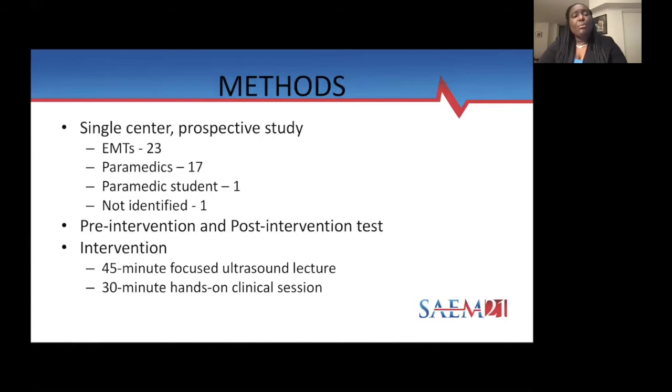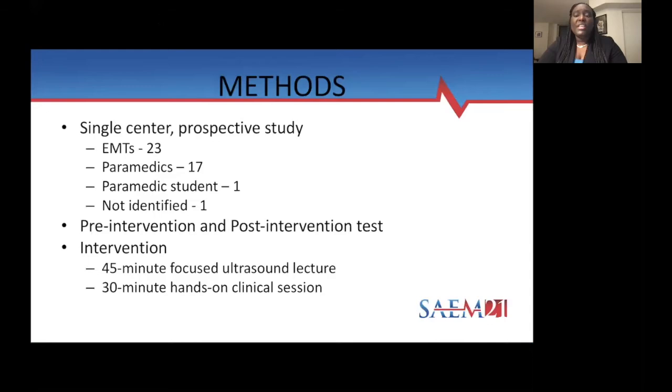Our study was a prospective study of voluntary pre-hospital providers who attended an education symposium for pre-hospital providers. A total of 42 attendees participated in the study. 23 were EMTs, 17 were paramedics, 1 was a paramedic student, and one attendee chose not to identify their role.